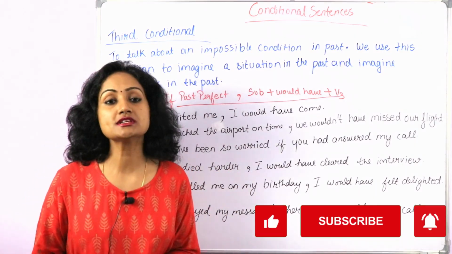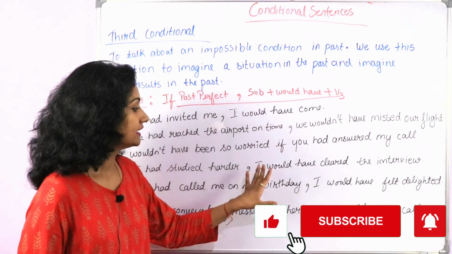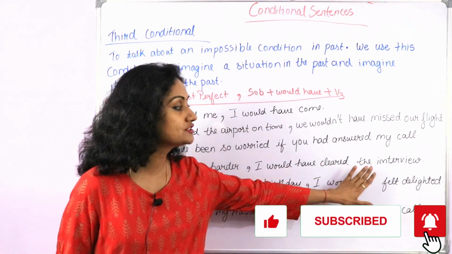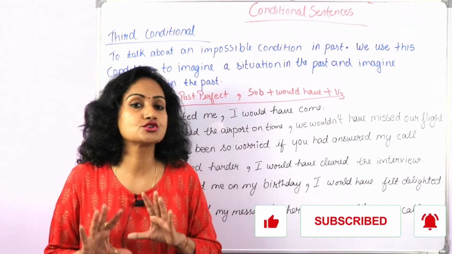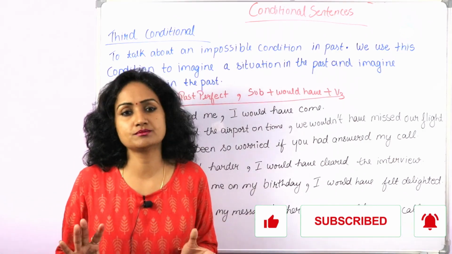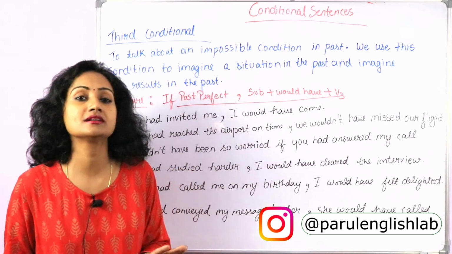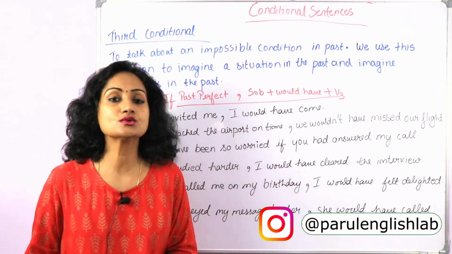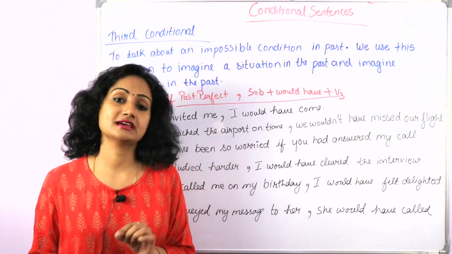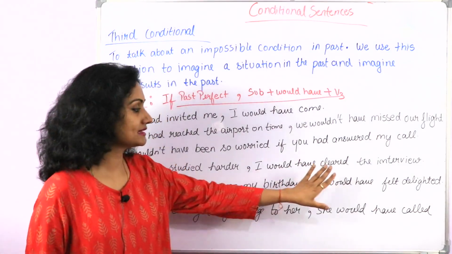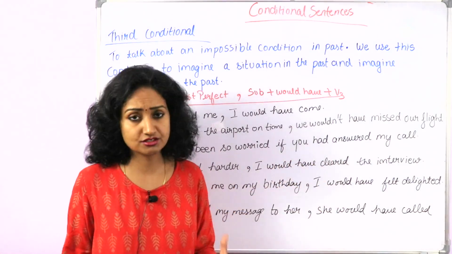Now if you use might have, that means I might have cleared the interview. That means you are not sure about it. There are 50% chances that you might have cleared the interview, but there is no surety. There is no certainty. Okay, but yes, there was a possibility of this thing. I might have cleared the interview.